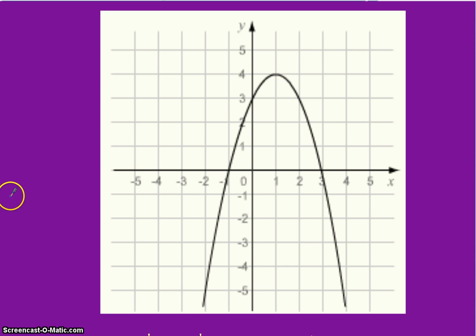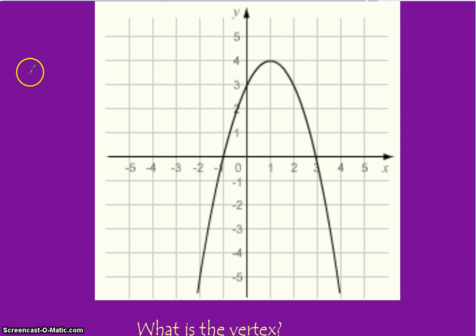What is the y-intercept? Y-intercept is where it crosses the y-axis, and so it would be (0, 3). What is the vertex? It's the point where it changes directions, so that would be (1, 4). It's written as a point.